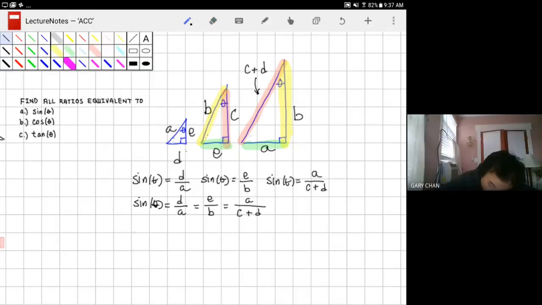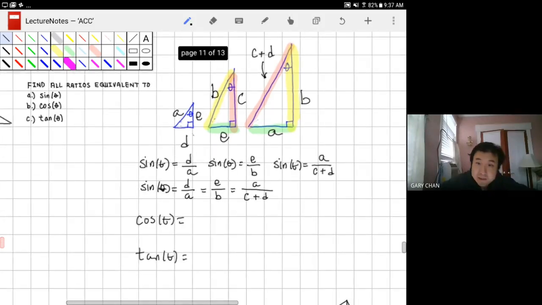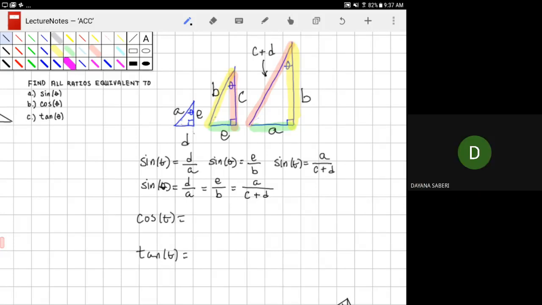All right. In that same train of thought, we're now going to figure out what cosine of theta and tangent of theta are. Maybe some of you already figured it out, but I want to give everyone a minute to figure out what cosine of theta is equal to and what tangent of theta is equal to. So go ahead.